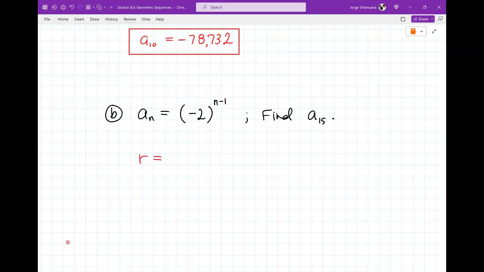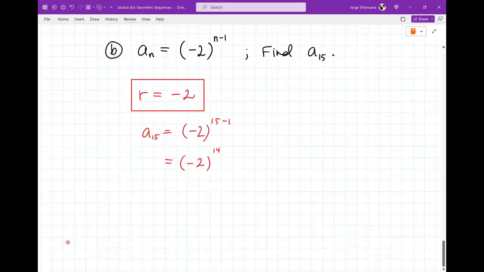My r value is what? All right, negative 2. And then I have to find a sub 15. So again, I'm going to need your help here. This is going to be negative 2 to the 15 minus 1, so that's negative 2 to the 14th. If you got a negative answer, you did not use parentheses. Anybody have the answer? How much? 384. All right.